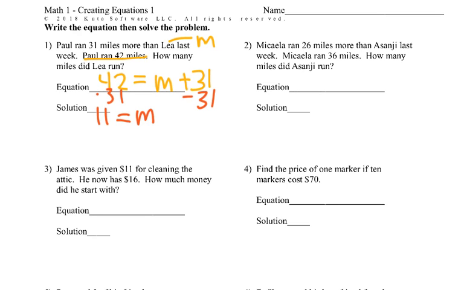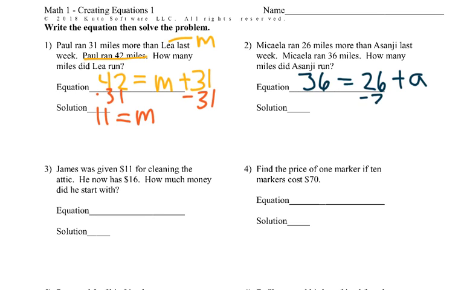Okay, so Michaela ran 26 miles more than Asanji last week. Michaela ran 36 miles. How many miles did Asanji run? So, same type of problem, right? If Michaela ran a total of 36 miles, for Asanji, she ran 26 more than he did. So, 26 plus, we'll call it A for Asanji, should equal 36.